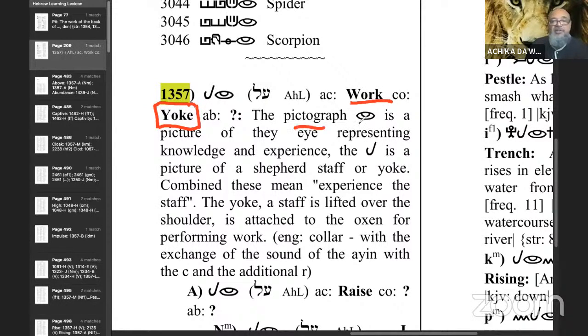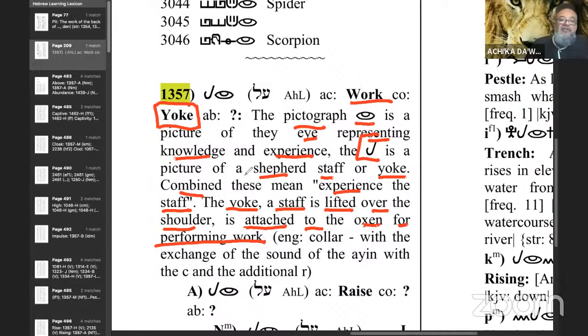Okay. So the picture graph is a picture of an eye, okay, representing knowledge and experience. Okay. That's what your eye gives you, the stuff that you see. The lamed is a picture of a shepherd's staff or a yoke, like we learned today in class. Combine these means experience the staff. The yoke, a staff, is lifted over the shoulder. It is attached to the oxen for performing work. Okay. That's what it's used for, right?